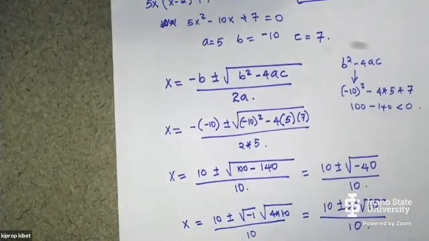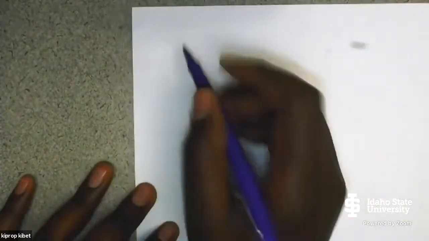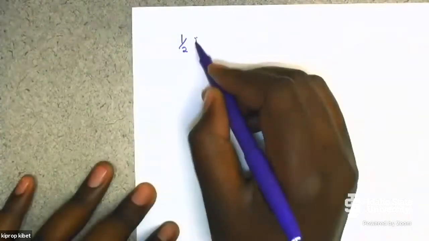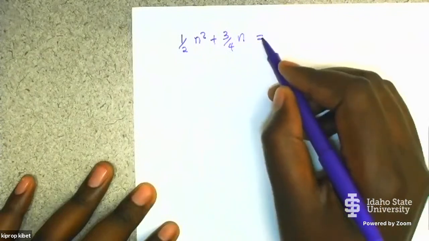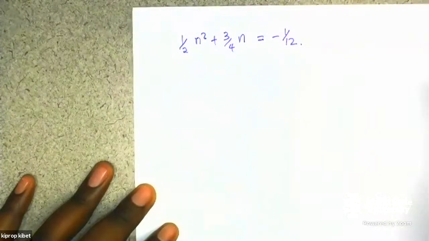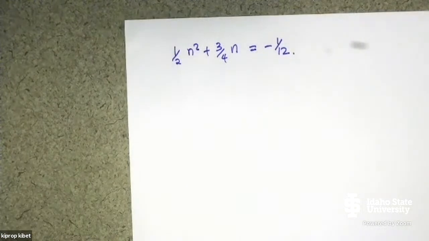Okay, let's do the last example before we break. 1/2 n squared plus 3/4 n equals -1/12. Solve that one by use of the quadratic formula. What is our A? What is our B? What is our C?